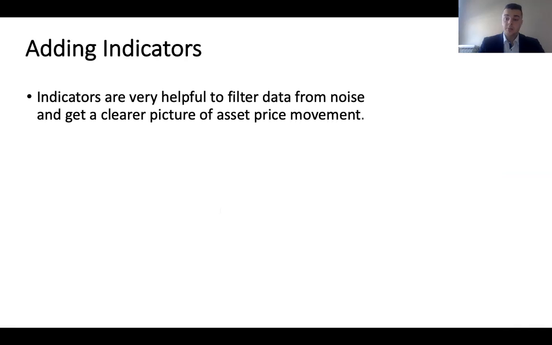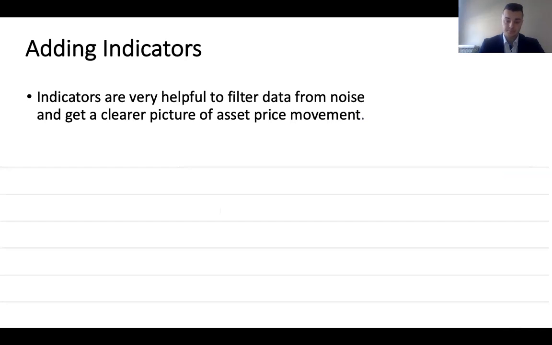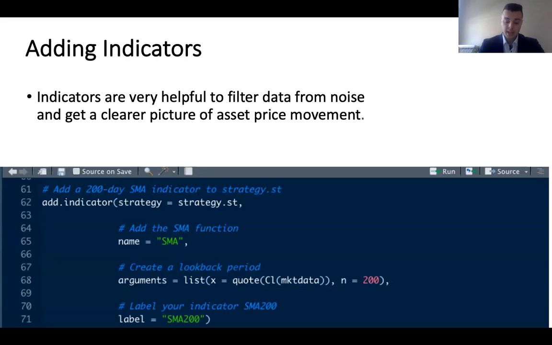After the initial setup of our environment, where we load the required data, we need to add indicators. Indicators are very helpful to filter data from noise and get a clearer picture of asset price movement. In our example, we will use a trend indicator. Particularly, we will examine the 200 days and 50 days simple moving averages.